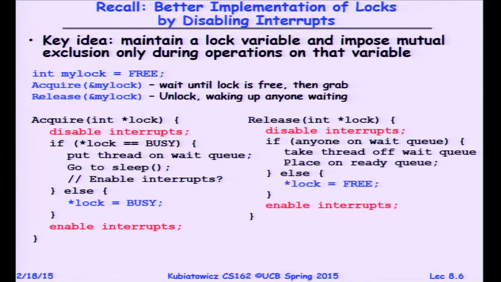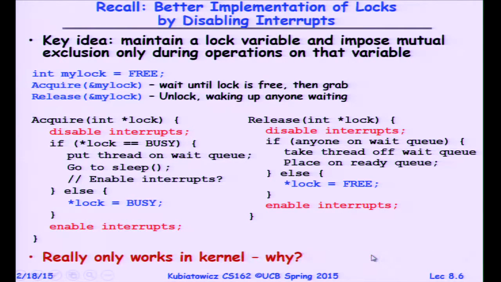Okay, and here's the flip side of this. Of course, we disable interrupts. We say, well, I'm about to release the lock, but does anybody else need it? And if so, I'll take somebody off the wait queue and let them run. Otherwise, I'm going to set the lock to free and re-enable interrupts. And notice, again, the idea is that hopefully what's inside here is very quick, and the disable and enable happens quickly.